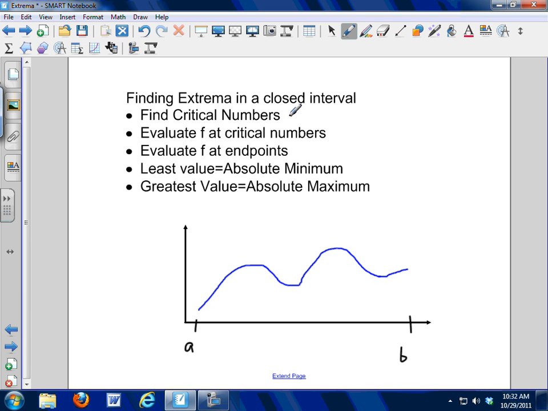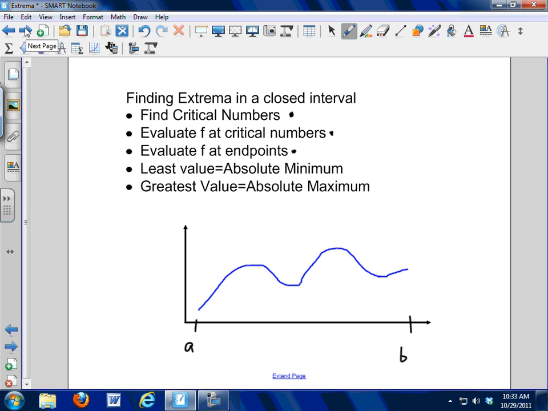So the first thing we do is we find the critical numbers. Next, we evaluate the function at the critical numbers. We also evaluate the function at the endpoints. And then we just have to make that decision. What's the biggest number? What's the smallest number? The smallest number, the least value, is my absolute minimum. The greatest value is my absolute maximum. Okay? Because we know that the absolute max and mins can happen at my peaks and valleys, or they could happen possibly at the endpoints. It's, I think, the same curve we started with before.